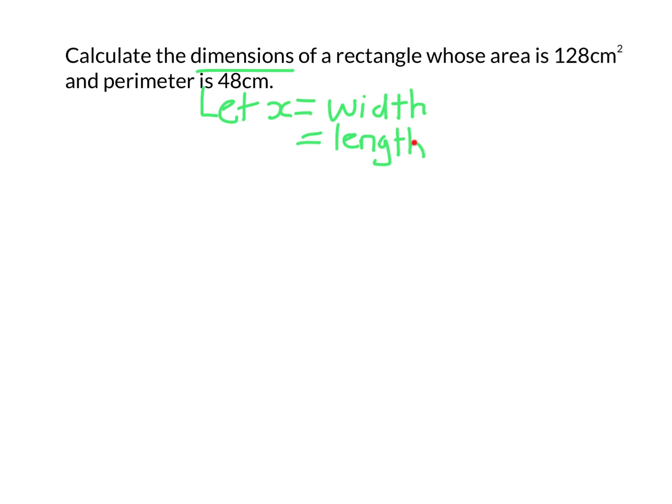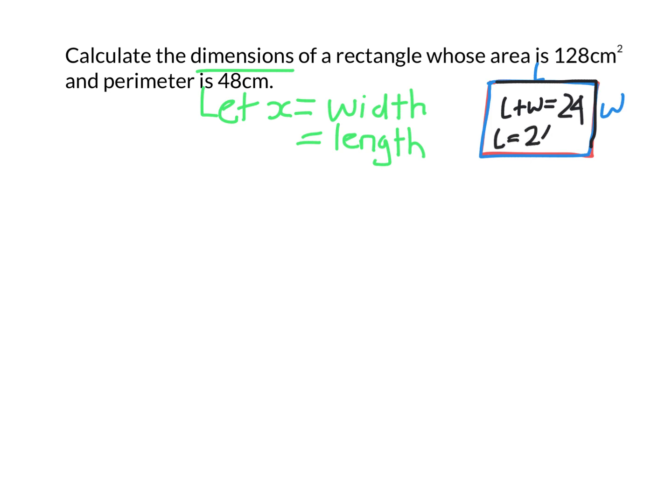So how can I write the length in terms of the width? Well, if we have a rectangle and it's 48 all the way around, that's what perimeter means, then the length plus the width will add to exactly half that. Length plus width equals 24. So that, of course, means the length is going to be 24 minus the width. So if the width is x, the length must be 24 minus x. So I have to find both quantities using the same pronumeral.